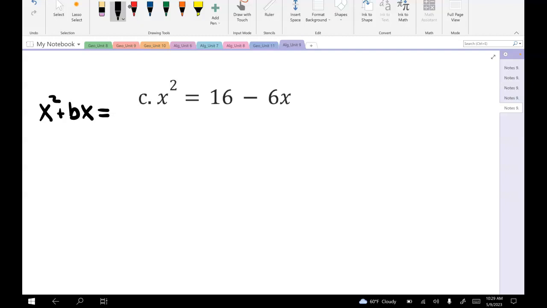So this negative 6x needs to move over to here. So to move anything from one side of the equation to the other, I just do my opposite operation. So the opposite operation of subtraction is adding. So I would add 6x to both sides. So my new equation will look like x squared plus 6x is equal to 16.